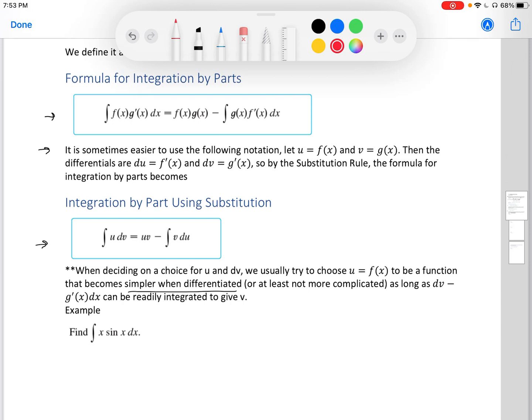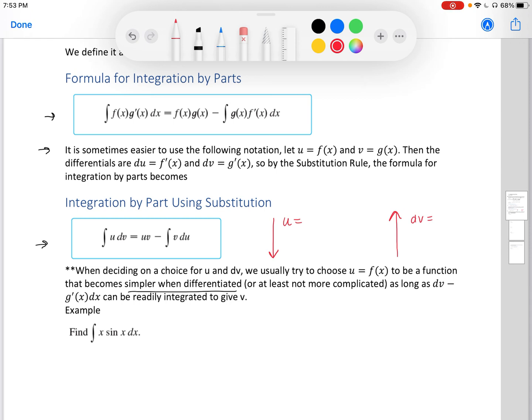As you're working with this, for one function, your goal is to take the derivative. And for your other function, you're going to work backwards and integrate. I usually draw two arrows, one going down to show differentiation, one going up to show integration. We're going to label one of them to be u, and then our other function will be dv.